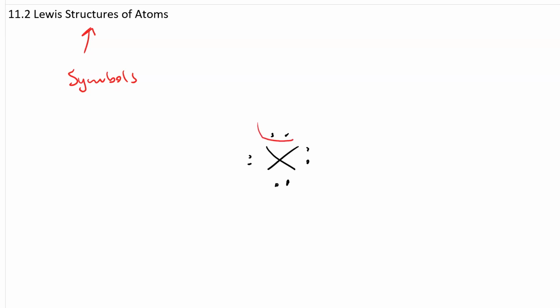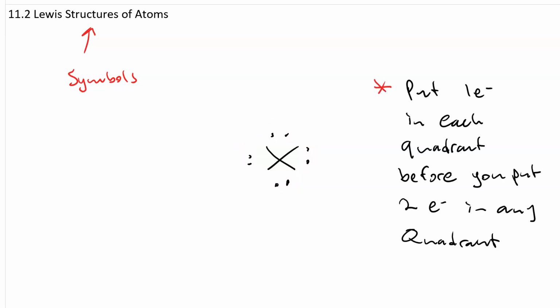There's the above quadrant, the below quadrant, the quadrant to the right, and the quadrant to the left. And as you fill in these dots, you should put 1 electron in each quadrant before you put 2 electrons in any quadrant. The order of filling electrons would be something like this: 1, 2, 3, 4, 5, 6, 7, 8.